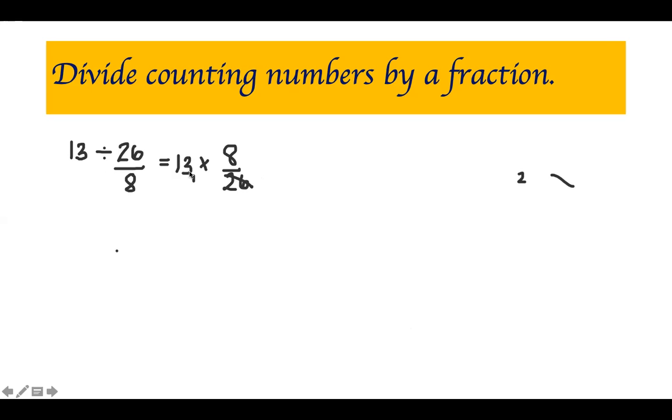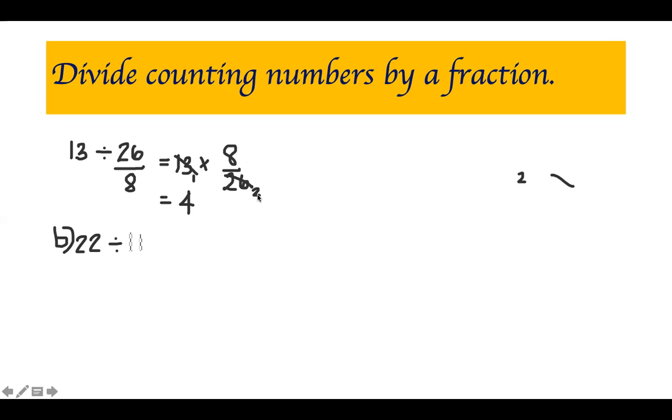So 13, you divide it by 13, you will have 1. And 26 over 13, or divide by 13, will be 2. Okay, so it becomes 1 times 8 is 8, over 2. That will become 4. Okay, let's proceed with letter B.